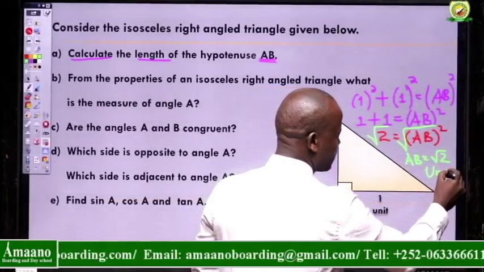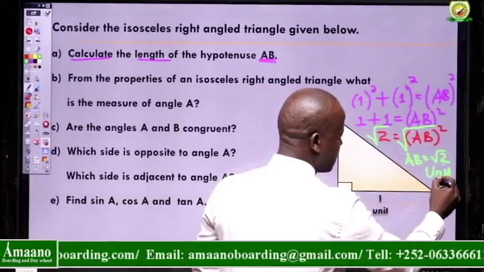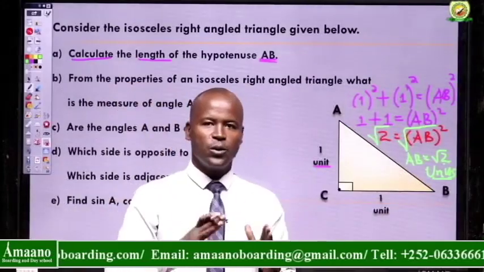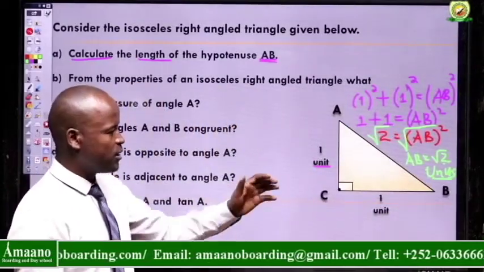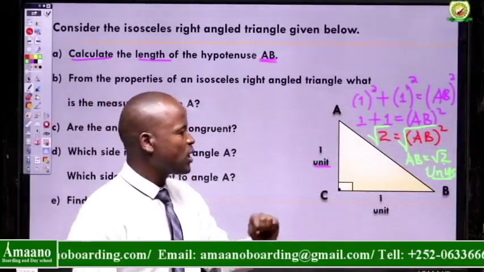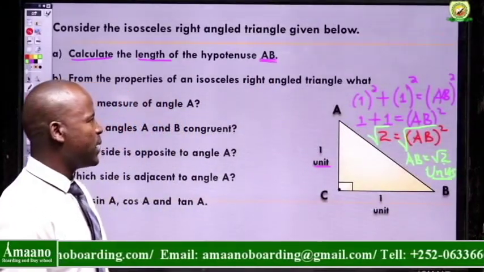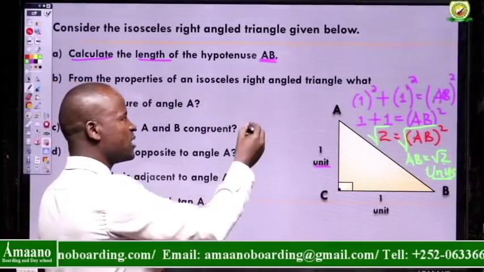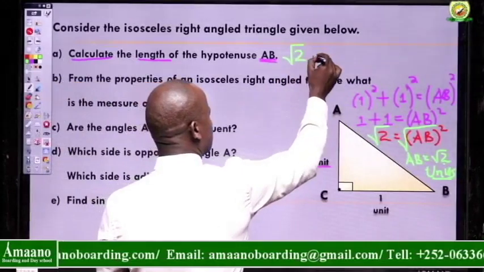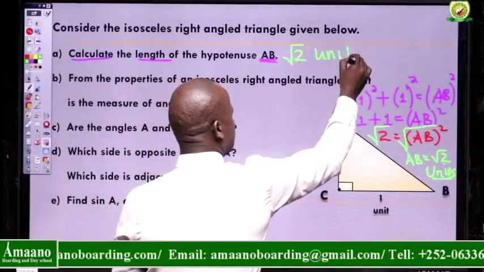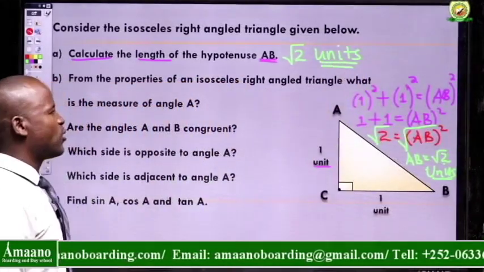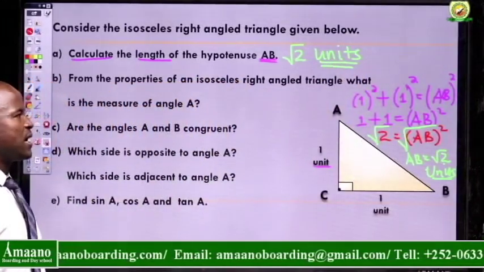The unit is not given here. If it is given in centimeters, we use centimeters; if it is meters or millimeters, you can use those units. So the first question asks us to calculate the side length of AB, the longest side or the hypotenuse, which is given by the square root of 2 units. This is the side length of AB, the hypotenuse of the given isosceles right-angled triangle.